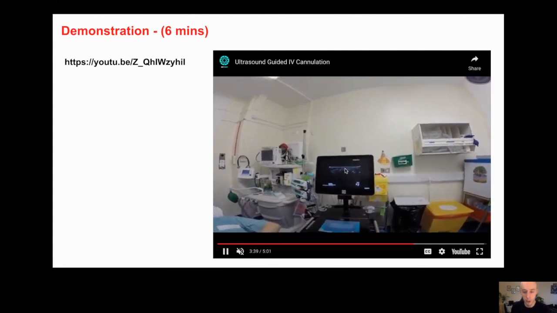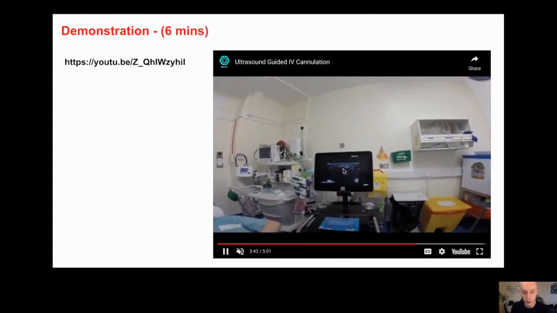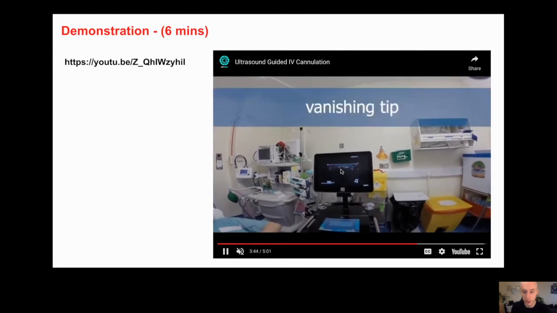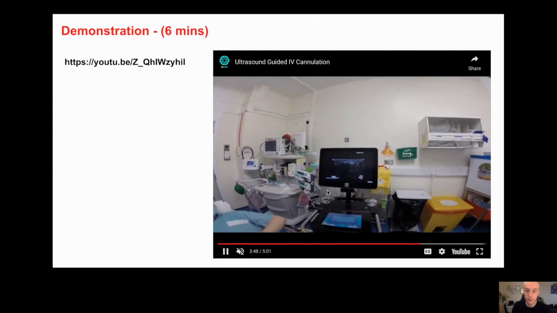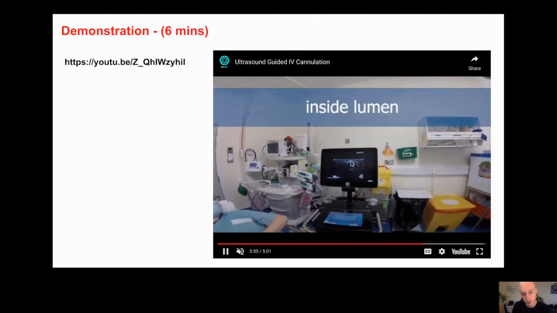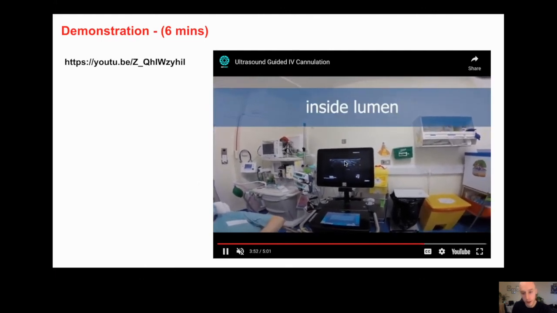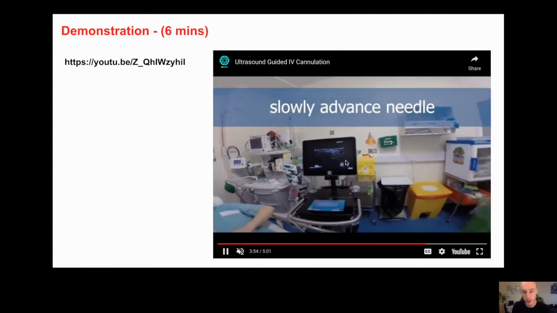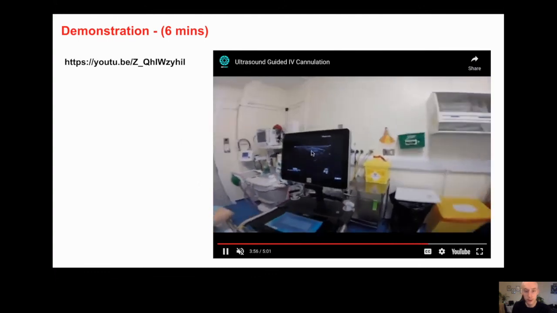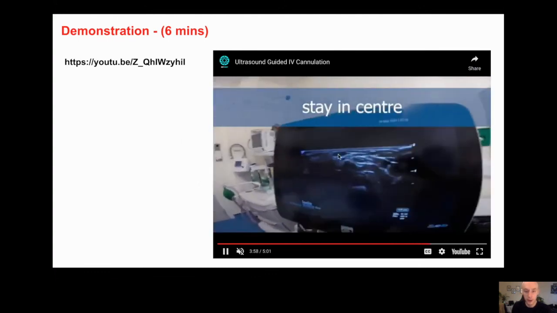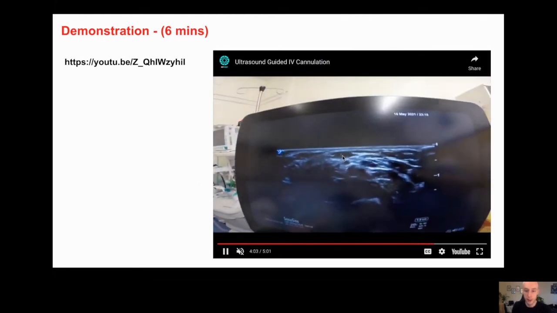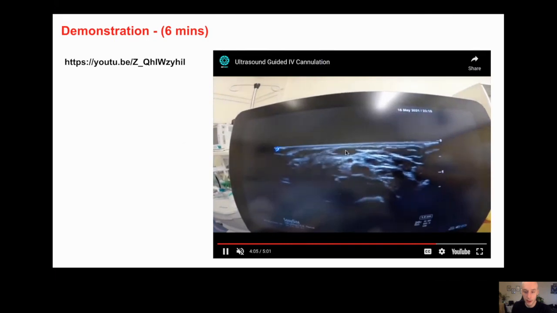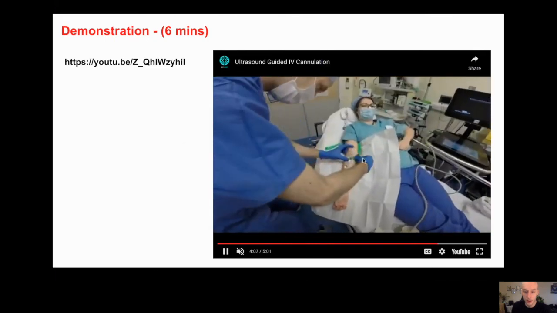All right, you see me moving the needle tip closer and closer to the vein, doing the vanishing target technique. And now it's punctured the vein and it's inside the lumen. And I'm just going to continue the vanishing target technique as I try to get all of the needle inside the vein. And I'm trying to stay center.